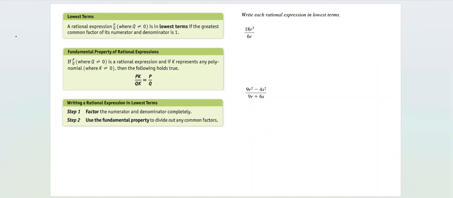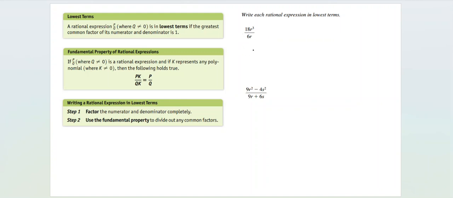And then we have the procedure to write a rational expression in lowest terms. So they say factor the numerator and denominator completely, and then use the fundamental property to divide out any common factors. Well, basically, I will just look at the expression that I have over here. They say write each rational expression in lowest terms, and then I will just work first with my numerical factors, and I will later work with my variable factors, right? So in this case, what I have is a monomial over another monomial. So my rational expression is made by the monomial 18r to the third divided by the monomial 6r.